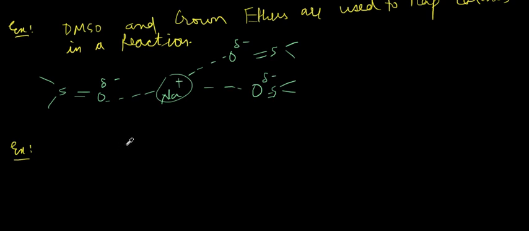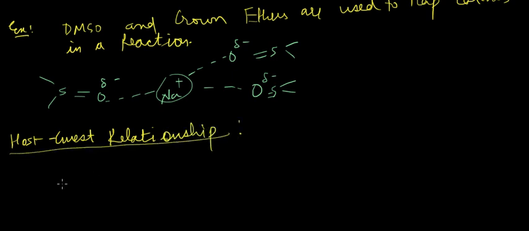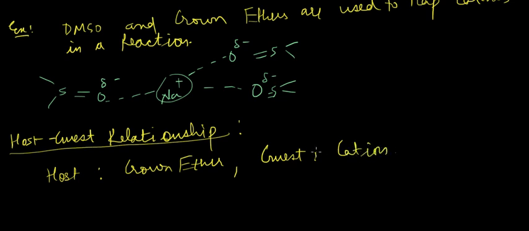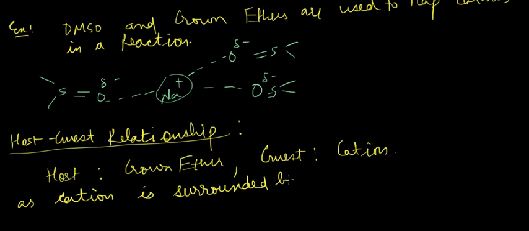Okay, then we have what is a host-guest relationship in a crown ether. So crown ether has a host-guest relationship wherein the host is obviously the crown ether and the guest is the cation. Okay, so the cation is surrounded by the host. Example: DMSO or crown ether, etc.